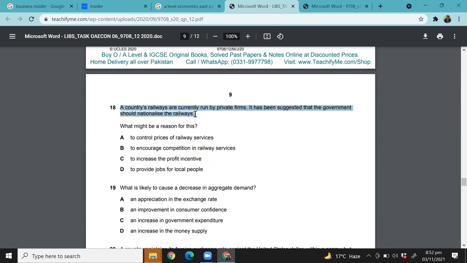Okay, a country's railways are currently run by private firms. It has been suggested that the government should nationalize the railways. So currently railways are run by private firms in a country, and they are suggesting that the government should take over. What might be the reason for this? To control price of railway services, to encourage competition in railway services, to increase the profit incentive, to provide jobs for local people.